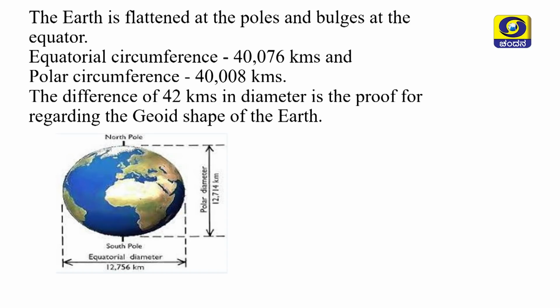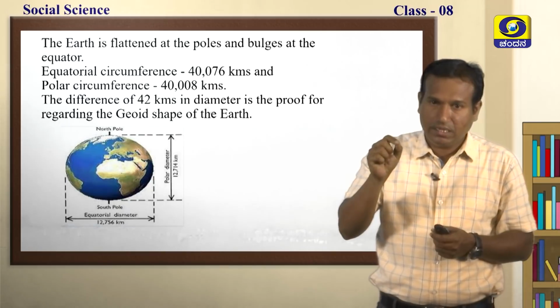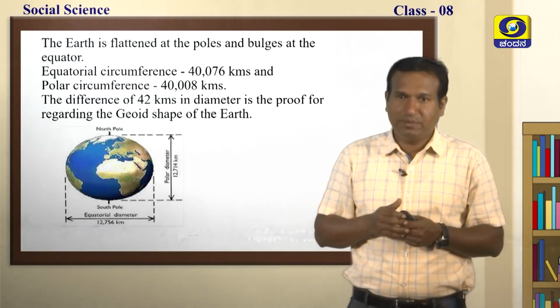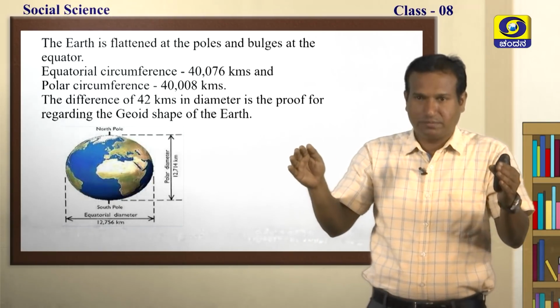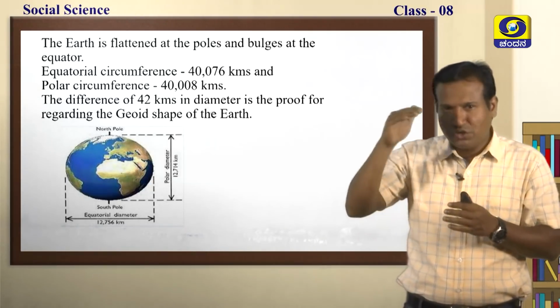The equatorial circumference is about 40,076 kilometers. The polar circumference is about 40,008 kilometers. The difference of 42 kilometers in diameter is the proof regarding the geoid shape. As we have mentioned, we can see the oblate shape of the earth, which we can call the geoid shape.